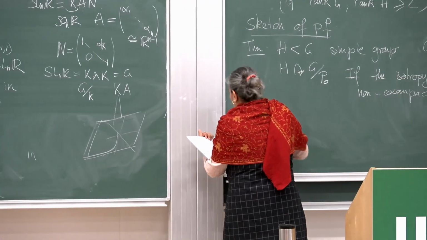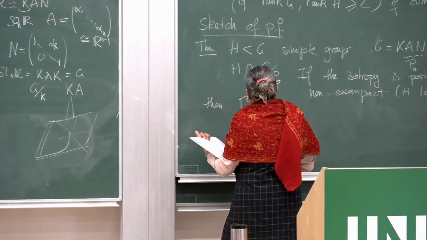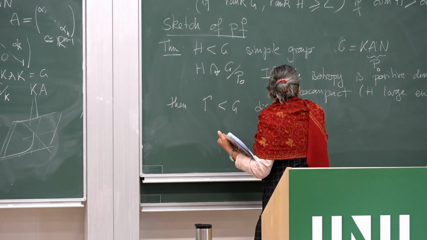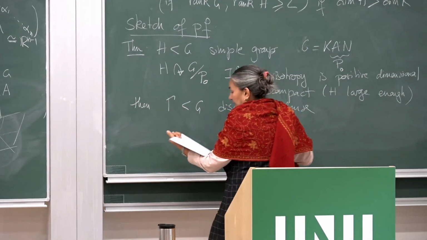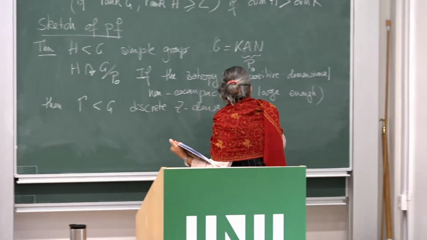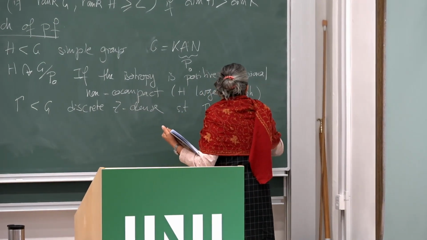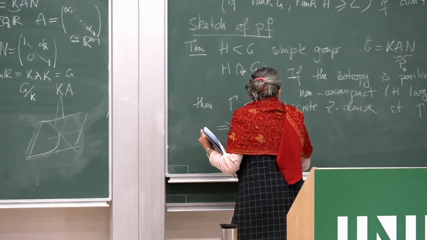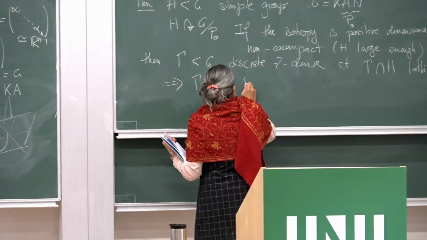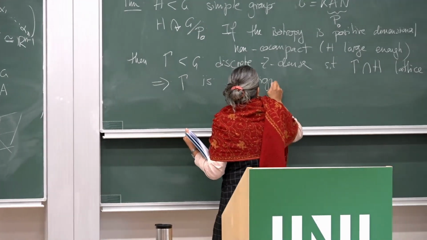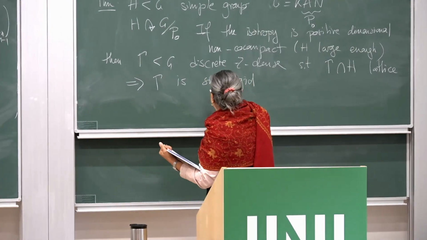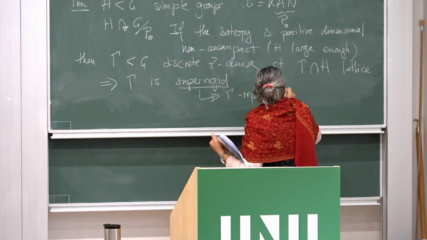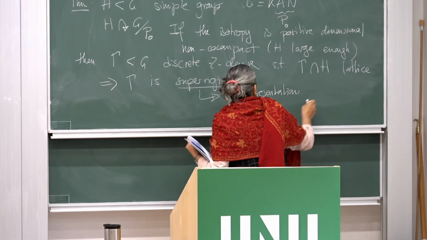then, each time you take gamma a discrete Zariski dense subgroup such that gamma intersect H is a lattice, then gamma is super rigid. And super rigid means that gamma's representation extends to the ambient group.